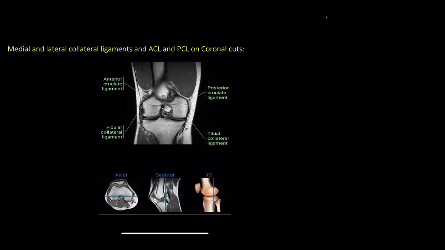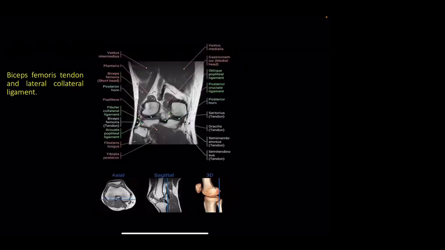In coronal sections, we see the medial and lateral collateral ligaments and the anterior cruciate ligament and posterior cruciate ligaments on coronal cuts. This is the anterior cruciate ligament, and this is the posterior cruciate ligament. This is the tibial collateral ligament, and this is the fibular collateral ligament. The biceps femoris tendon and lateral collateral ligaments are also seen here.